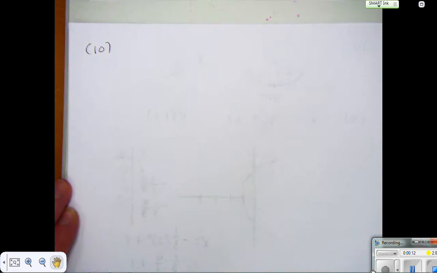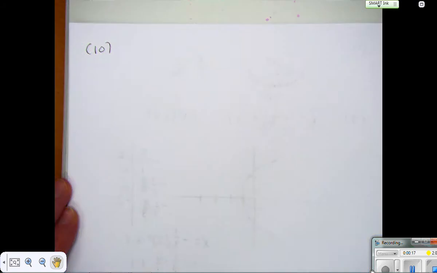Okay, let's look at number 10. It says, write the equation of a circle with the center in the third quadrant if it's tangent to the x-axis and the lines x equals -6 and x equals 2. Do you guys remember what it means when a line is tangent to a circle? Yeah, it shares one point with the circle.